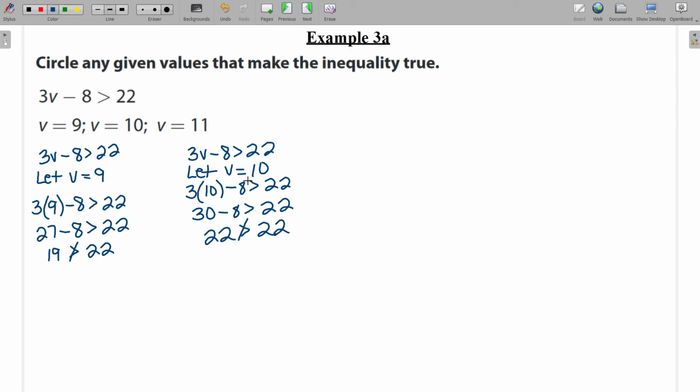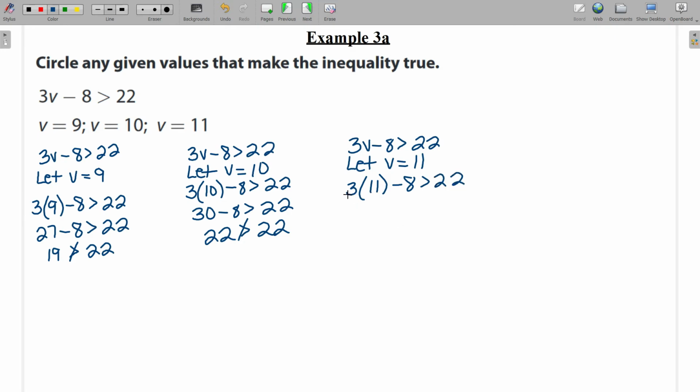And we could say that v equals 10 is not going to be making this original inequality a true statement. So next number, v equals 11, I'm going to start off with my inequality again. I say 3v minus 8 is greater than 22. I'm going to let v equal 11, and then replace my v in my inequality with a parentheses and 11. So I'm going to get 3 times 11 minus 8 greater than 22.